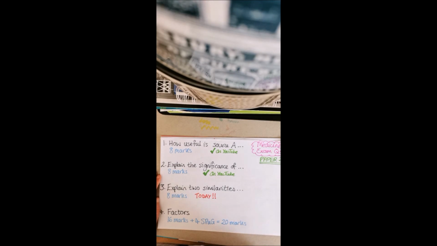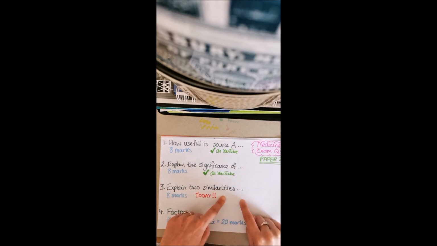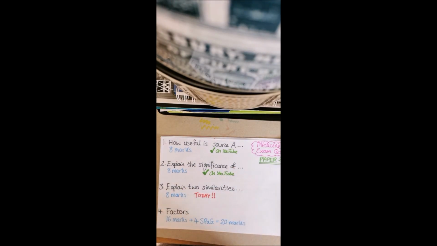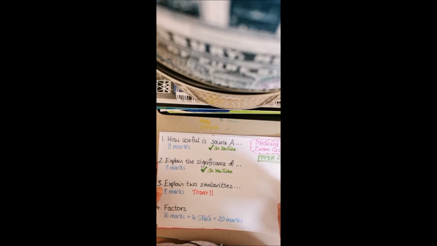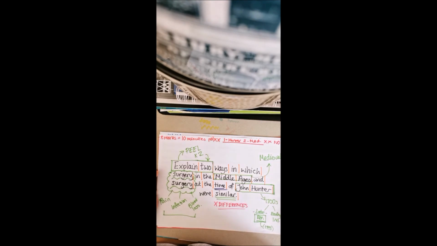So let's say, for instance, you were asked the question, explain 2 ways that surgery in the Middle Ages was different to surgery in the 20th century. You'd need to talk about surgery in the Middle Ages and then talk about surgery in the 20th century. But like I've said, I have not seen an example that looks at differences anywhere. So that's why we looked at similarities. Here's the question we looked at.